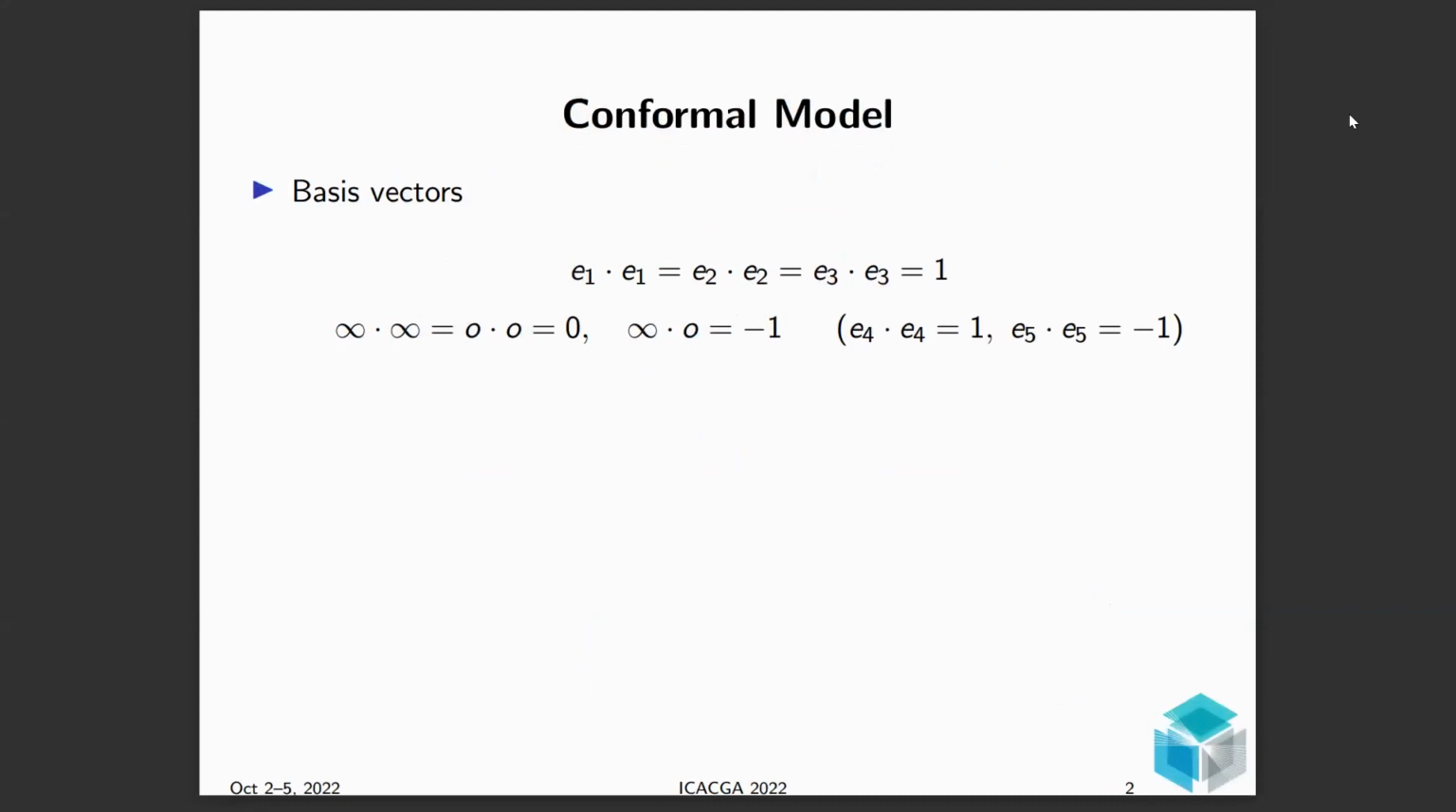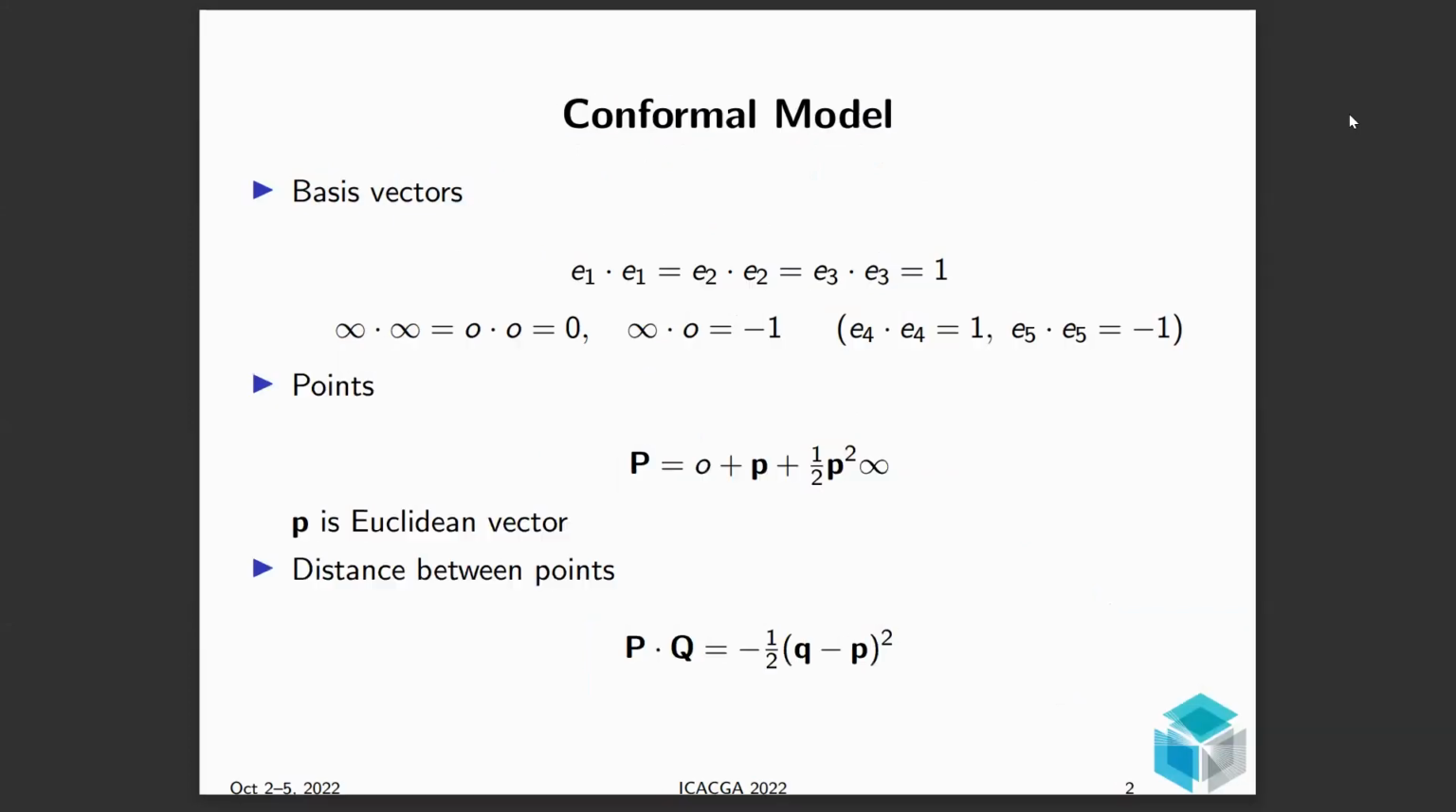I'm assuming most of you are familiar with the conformal model, so I'll just briefly touch on a couple points. We have our Euclidean vectors, a point at the origin, a point at infinity, or an alternative basis representation. Points in this model are represented as an offset from the origin plus a term at infinity. And one of the things this gives us is that if we take the inner product of 2 points, the result is proportional to the square of the distance between the 2 points.